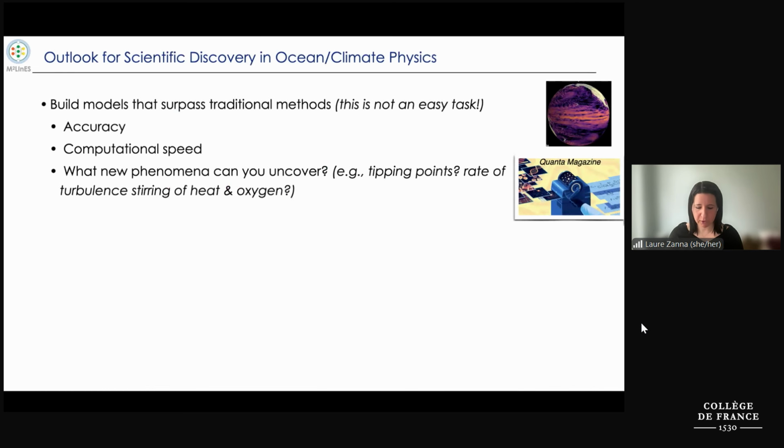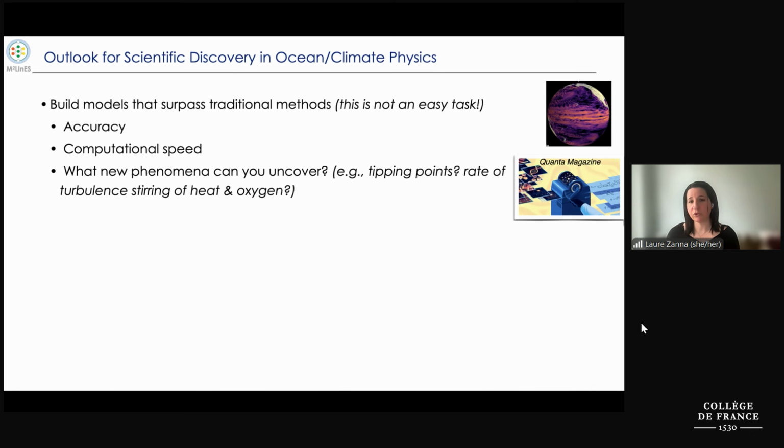Okay, so let me close up here because I know it's been a long day for all of you, and I appreciate you taking the time, but I just want to say a few things in closing, right? The grand challenge when we bring machine learning and data-driven models is that we want to build models that can surpass traditional methods. It's not an easy task because we've done really well, but we need to approach it in a way that continues to capture all the challenges that I mentioned, right? We want models that are accurate. We want models that we can run fast. And at the end of the day, we also want to learn something new, right?